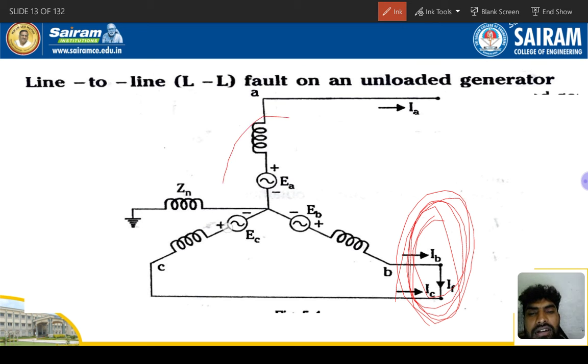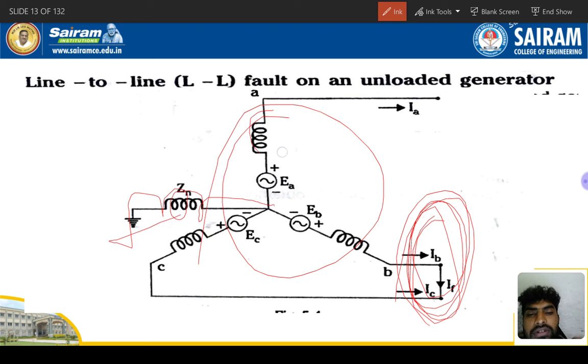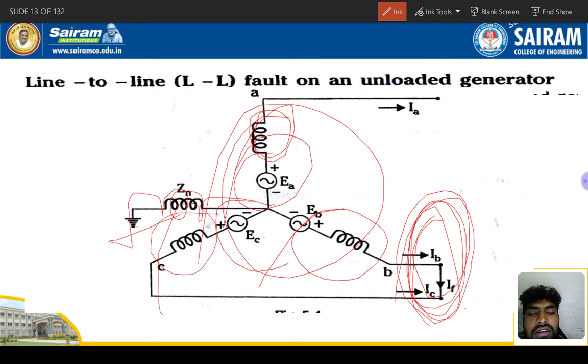See here, this is the generator unloaded, right? So the impedance is grounded, and it is a star connected system. This one is the A conductor, B conductor, C conductor. Individually EA is here, and EB here, EC is here, and IA current is here, right?